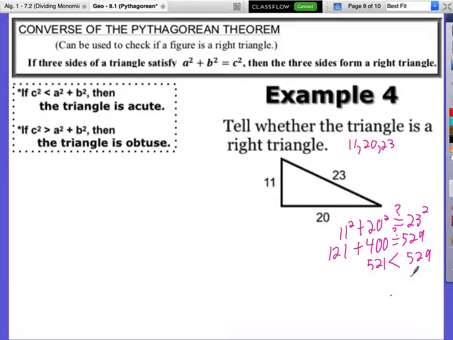Hey, so if a squared plus b squared is less than c squared, what kind of triangle is this then?